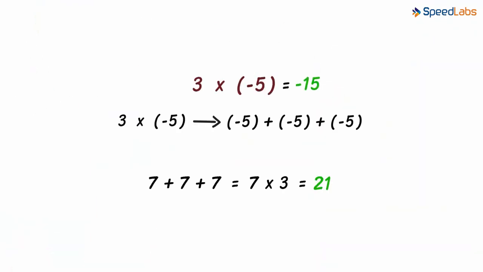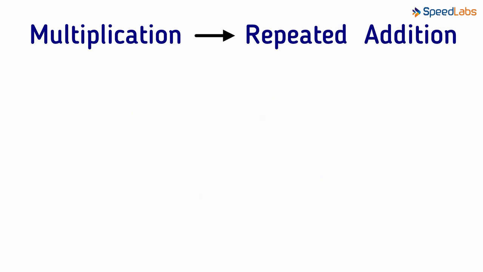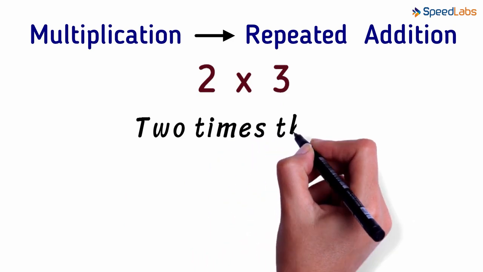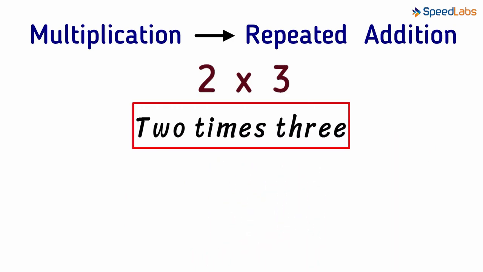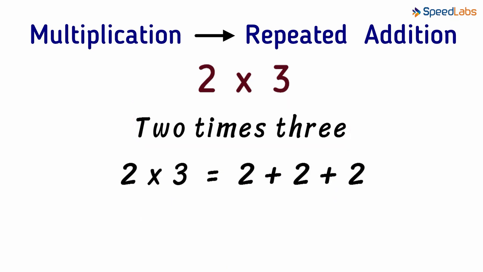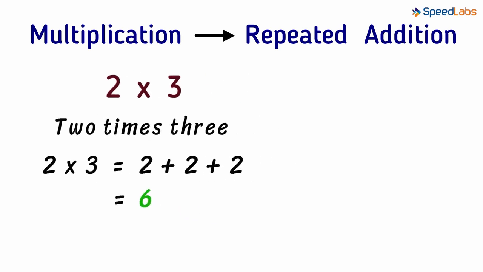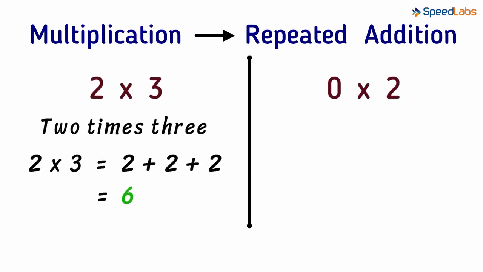In our earlier lessons based on multiplication of integers, we have seen that multiplication is repeated addition. So, if we have to multiply 2 with 3, we read it as 2 times 3. That means we have to add the number 2 3 times. So, we get the answer as 6. Now look at this question. How will you read this question?